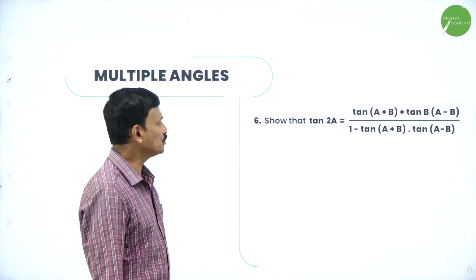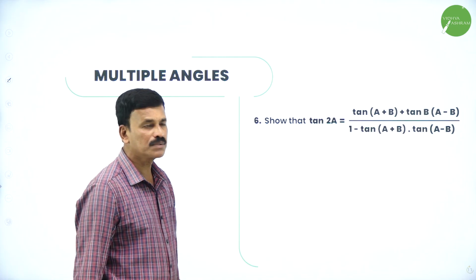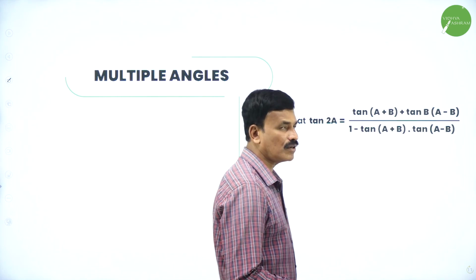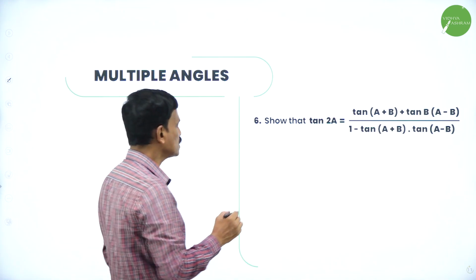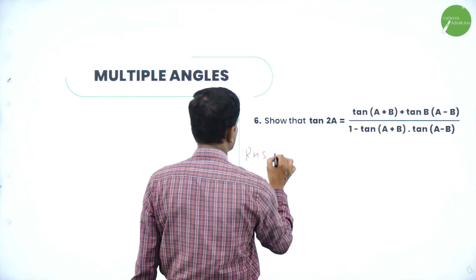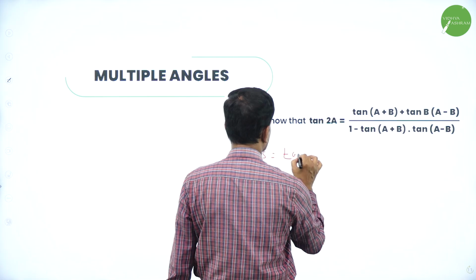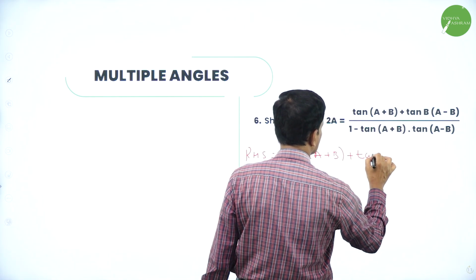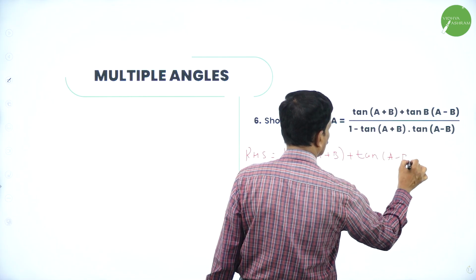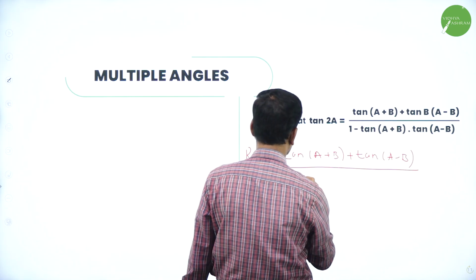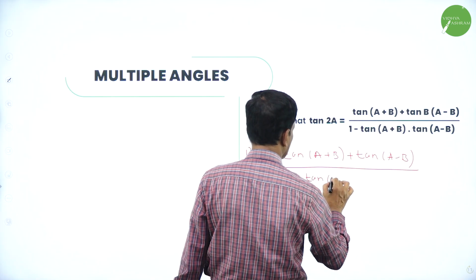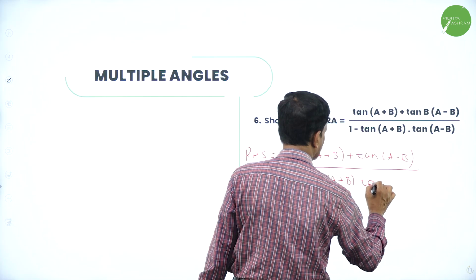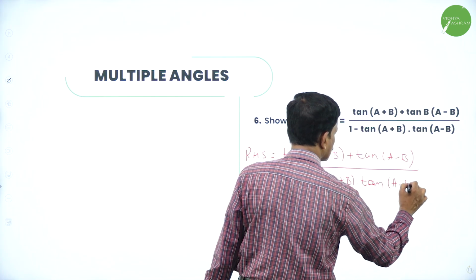Show that tan 2a is equal to tan of a plus b plus tan of a minus b divided by 1 minus tan of a plus b into tan of a minus b. Let us take RHS here. RHS, what is RHS? Tan of a plus b plus tan of a minus b divided by 1 minus tan a plus b into tan a minus b.